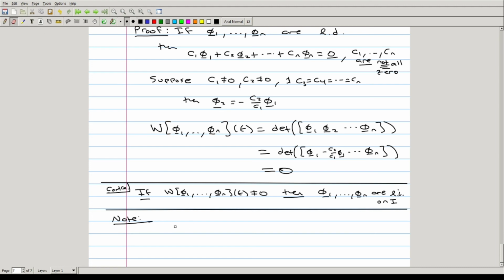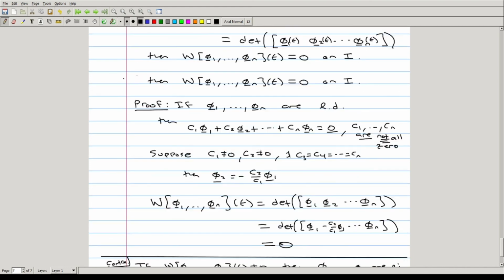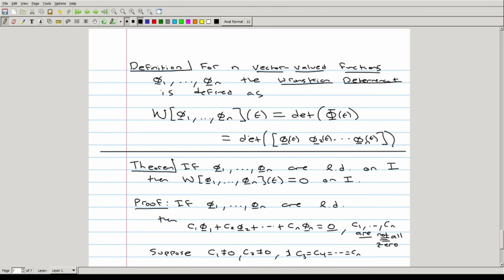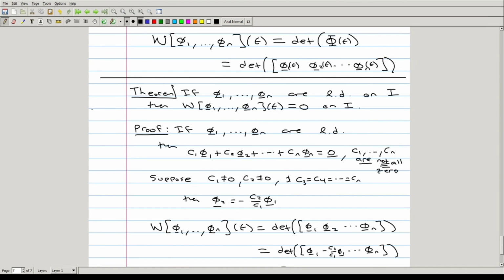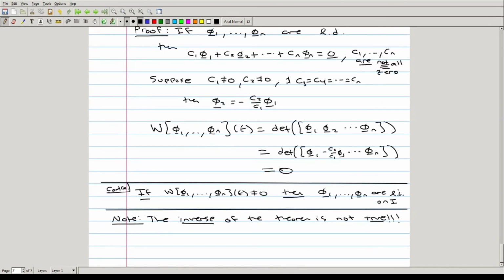Now I want to note here that the inverse of this theorem is not true. And this is a very important thing to look at if you look at statements in mathematics, especially if you've taken a linear or a discrete mathematics course. Just because the Wronskian is 0 doesn't necessarily mean that the functions are linearly dependent on one another.